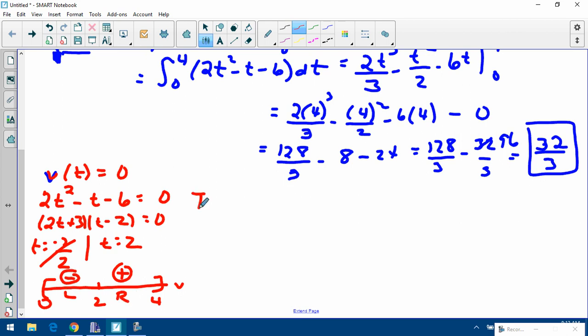Okay, so then total distance, I want to get the distance. The left displacement is going to be negative. We only want to count it as a positive distance. So we're going to take the negative integral from 0 to 2 of velocity and add that. When I move to the right, displacement's positive, so I just take the positive integral from 2 to 4 of the velocity.